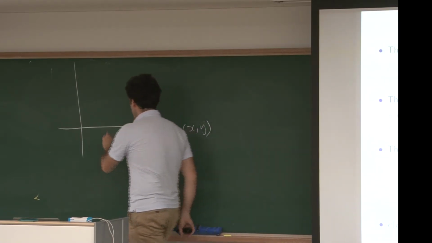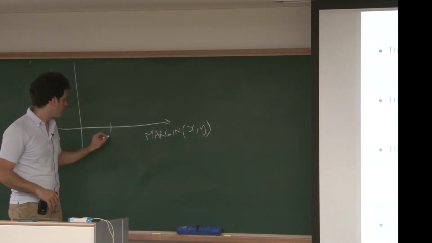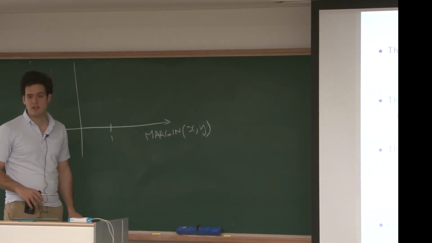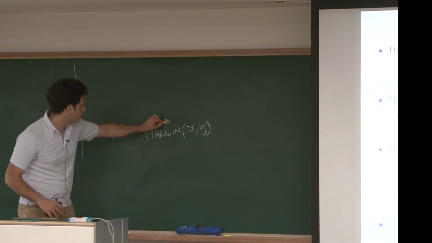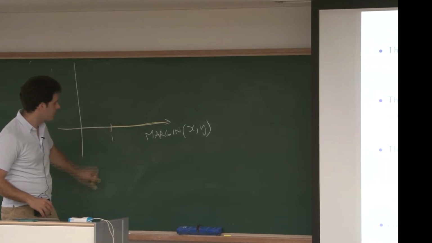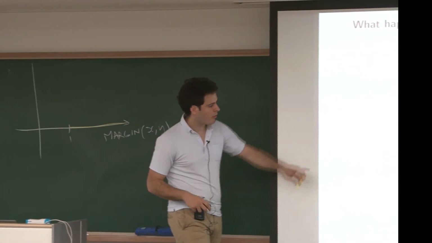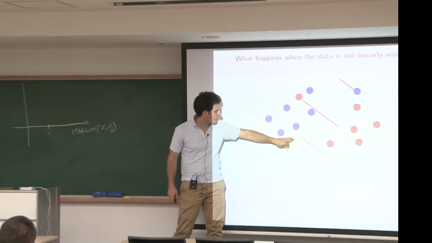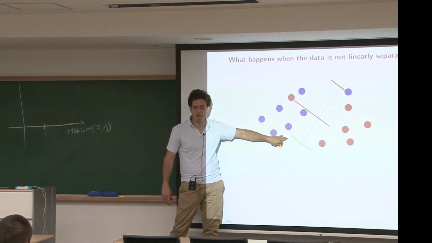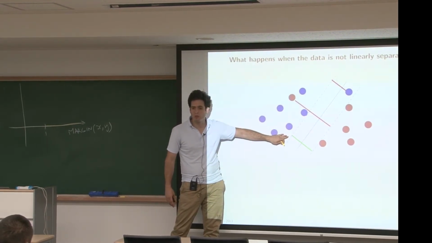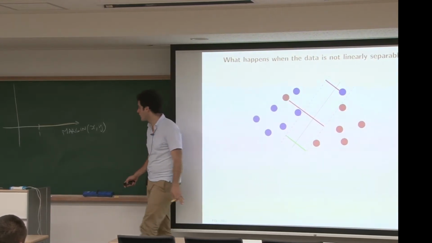I'm going to say that as long as a point is on the right side of the tube, that is w transpose x plus b is bigger than 1, then the error is going to be 0. So I'm not going to really differentiate between the fact that a point is here or very close to the margin here. For me, it's going to be good enough if the blue point is here. As long as it's on the good side, it's fine. So I'm making no error.